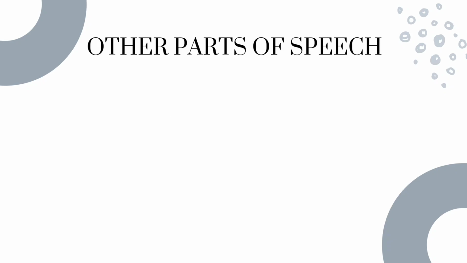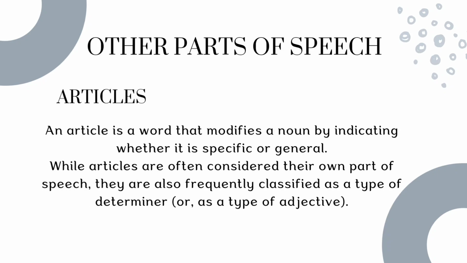Articles. An article is a word that modifies a noun by indicating whether it is specific or general. While articles are often considered their own part of speech, they are also frequently classified as a type of determiner or a type of adjective. In the next videos, we will learn in detail about each part of speech.